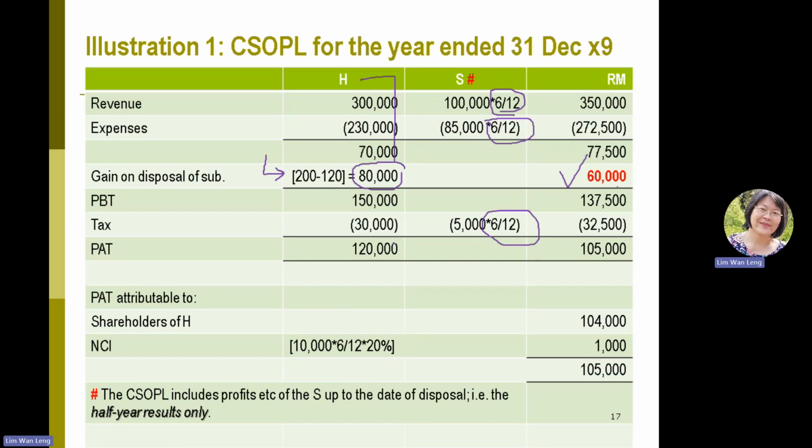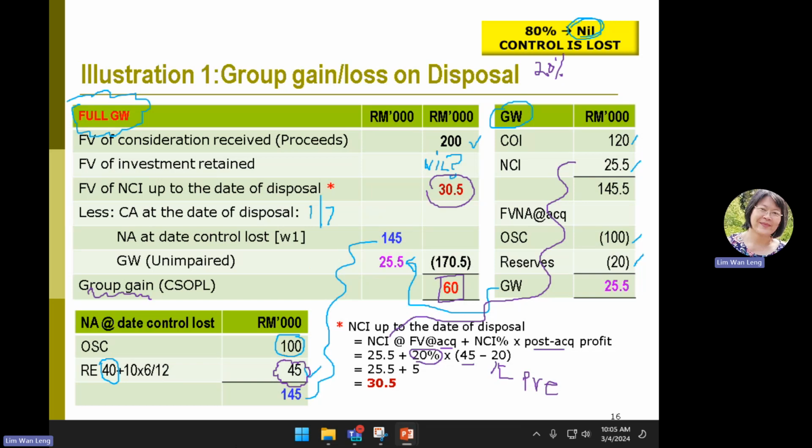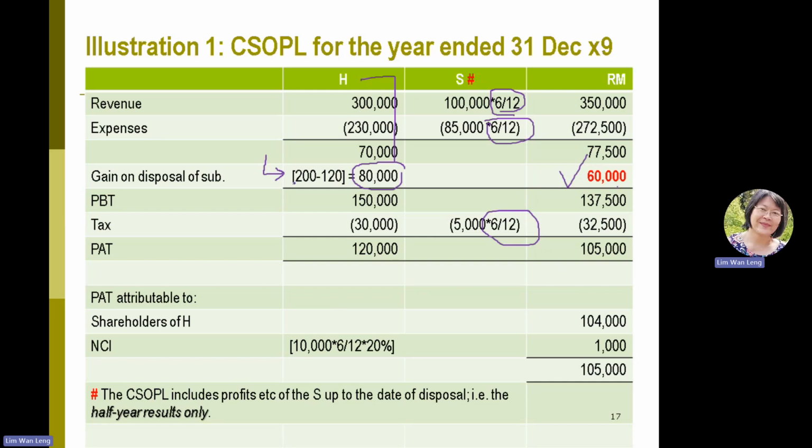So if the question requires you to calculate how much is the gain or loss on disposal from the viewpoint of the parent company's own books, you will have this particular computation. This slide is at the group level. And this particular simple calculation here is at the entity level. Okay, but of course you don't really need to bother whether you combine this together or not. Usually we will ask you to calculate it separately.